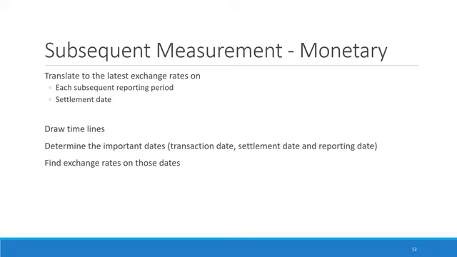You would also then want to find the exchange rates for those important dates, and you could insert those on your timeline. Also, what is important is, are you importing or exporting? Ultimately, that will differ in terms of whether you've made a gain or a loss as a result of the fluctuations in the exchange rate. So you do need to always ensure that you know from whose perspective you are preparing the timeline and the journal entries.